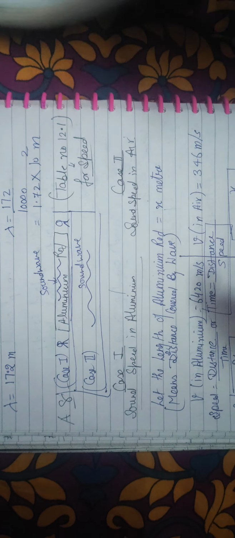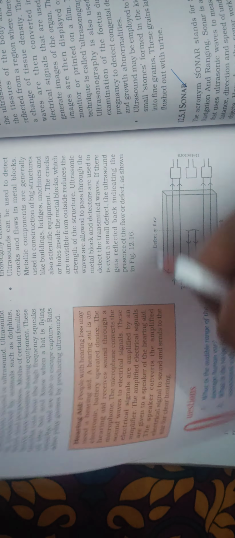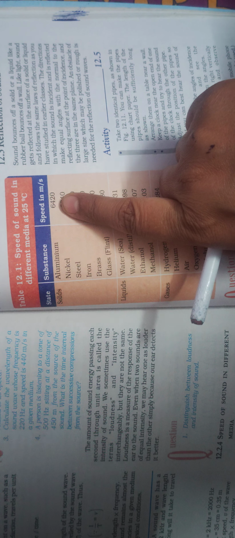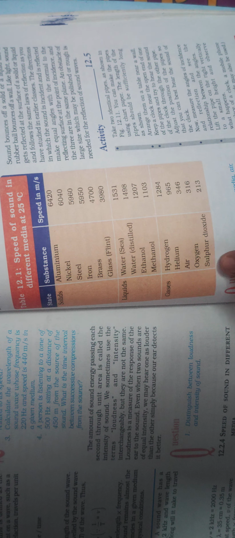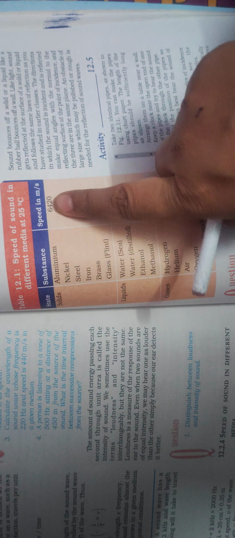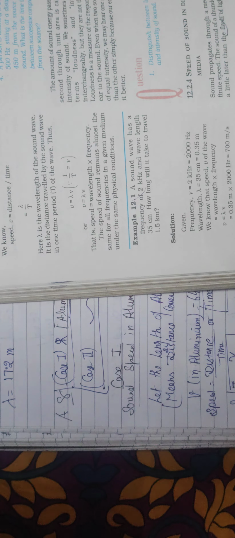In your book, the speeds are given. See, the table is given. You will not have to learn them, because they will give you in the question. See, the speed of sound is given. For aluminum it is given as 6420, and for air it is given as 346. Okay, 346 here and 6420 here. Both the speeds are given. So find out the ratio.